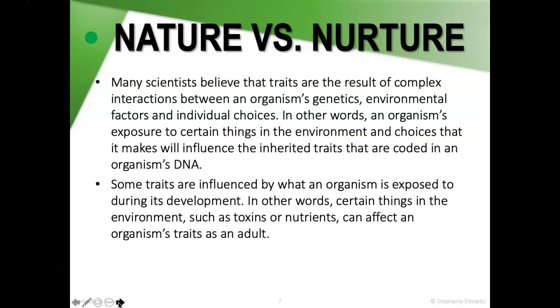Many scientists believe that traits are the result of complex interactions between an organism's genetics, environmental factors, and individual choices. In other words, an organism's exposure to certain things in the environment and the choices it makes will influence the inherited traits that are coded in an organism's DNA. Some traits are influenced by what an organism is exposed to during its development. In other words, certain things in the environment, such as toxins or nutrients, can affect an organism's traits as an adult.